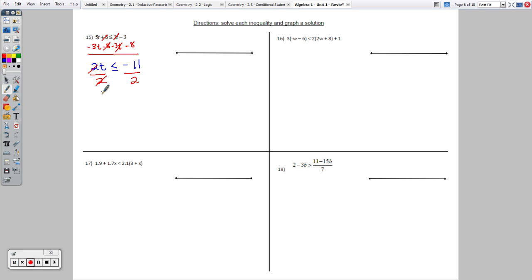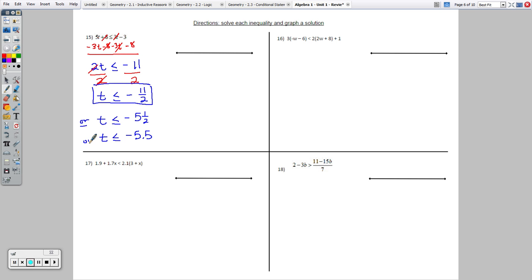That leaves me with my final answer. T is less than or equal to negative 11 over 2. You could also say that T is less than or equal to negative 5 and 1/2. That's the same thing as 11 over 2. Or you could even say T is less than or equal to negative 5.5. So all of those would be acceptable answers to me, unless you're told specifically that you have to have it in a certain form.